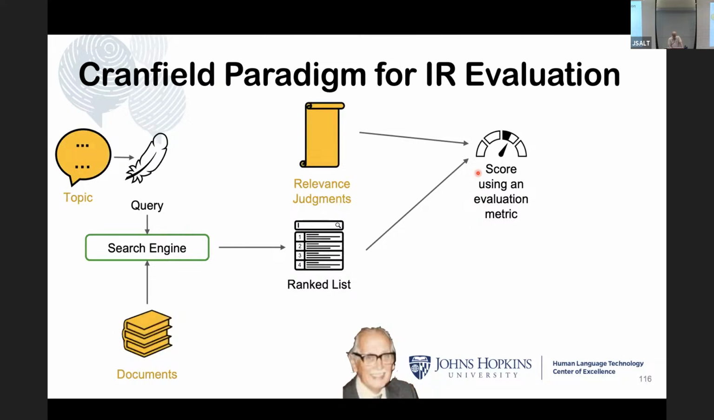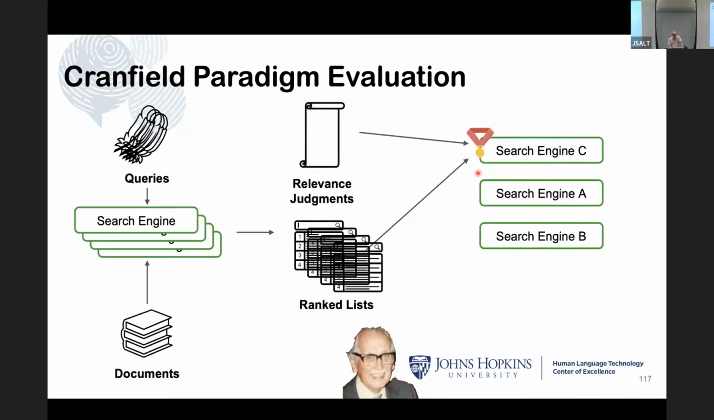So these are the main bits that you actually have to build to have a Cranfield evaluation. You need topics, documents, and relevance judgments. So we'll talk about each of these in turn.